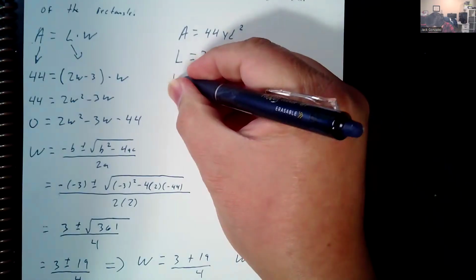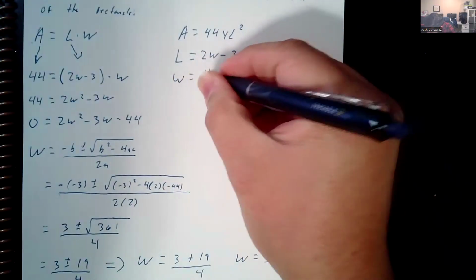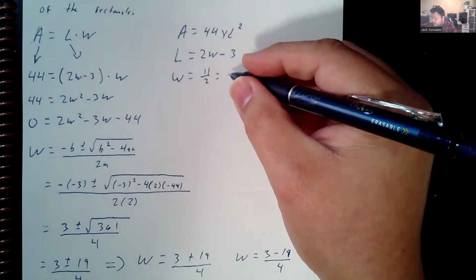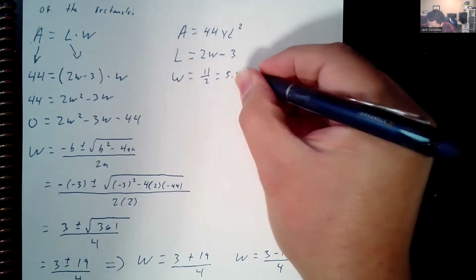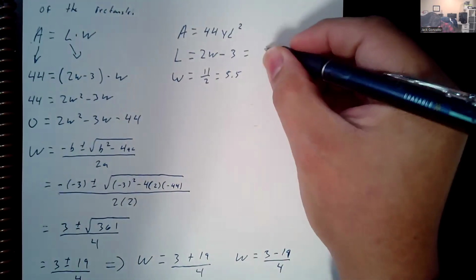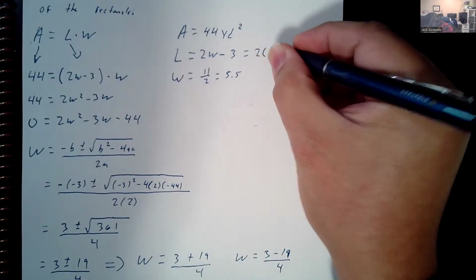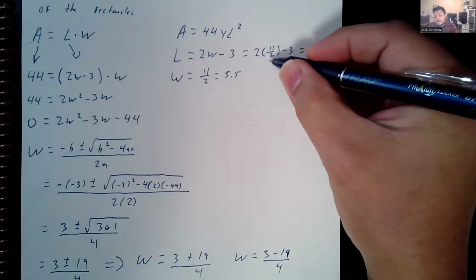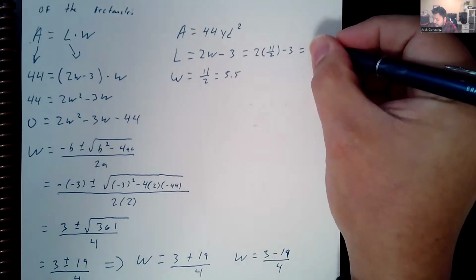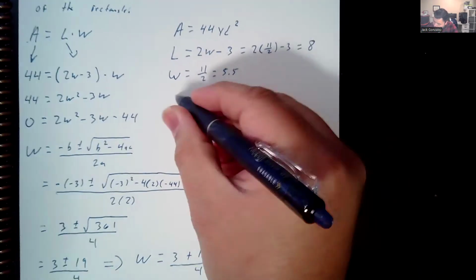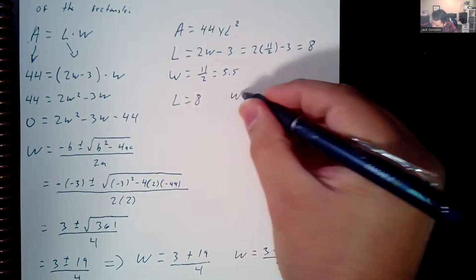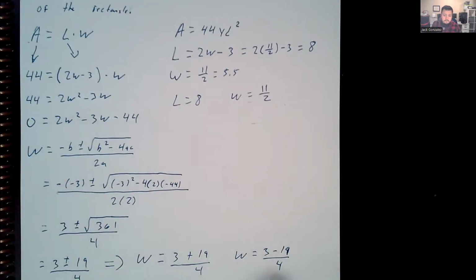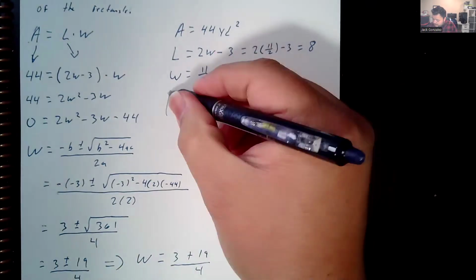We found that W is equal to 11 halves, which is 5.5. So plug in 11 halves, so that would be 2 times 11 halves minus 3. The 2s would cancel, 11 minus 3 would be 8. So length is 8, width is 11 halves. So we found the two dimensions. So this is what they wanted.